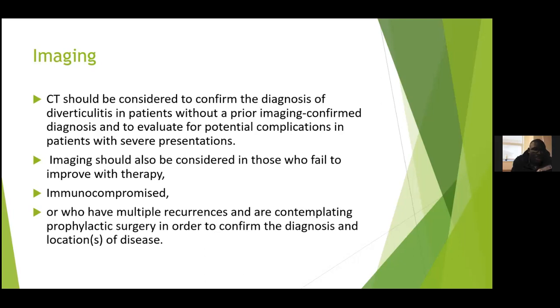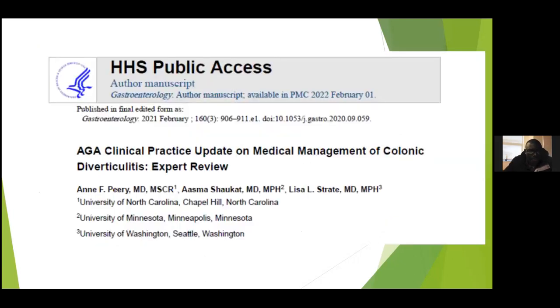And for those who are immunocompromised, the risk of these persons presenting with more severe disease is higher, and they can have collections. So imaging becomes very relevant in them. And also for those that have had recurrent presentations or multiple recurrences, and you are thinking about prophylactic surgery in them, then you also need to do the imaging to localize where the disease is.